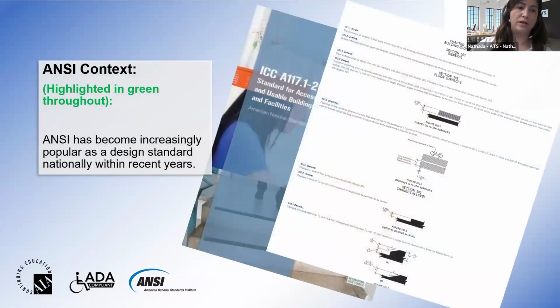A bit of context for ANSI. The ANSI 117.1 refers to accessible and usable buildings and facilities. Its last revision was in 2017, and this is a more current standard with some minor but important differences when you compare it to the ADA standards. And as you'll notice here, everything will be highlighted in green throughout the presentation, so you will see any time we have some more specific requirement that would be on ANSI.